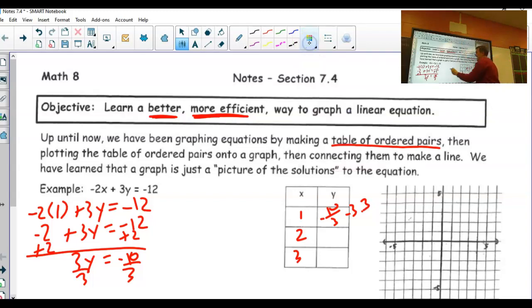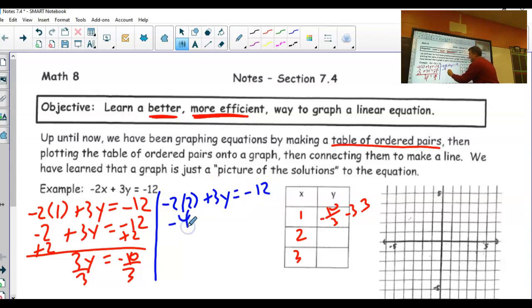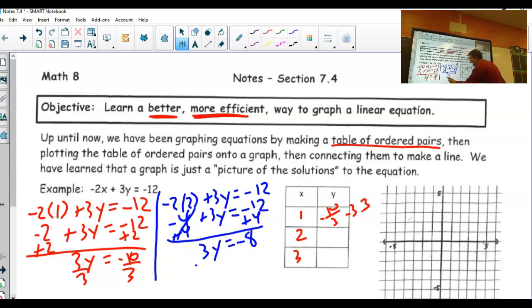And then I went ahead and I put 2 in for x. And I solve for y. So this gives me -4 plus 3y equals -12. And I add 4 to both sides and I get 3y equals -8. And I divide by 3, and I get y equals -8/3. Or if you like a decimal, that's -2.6 repeating.